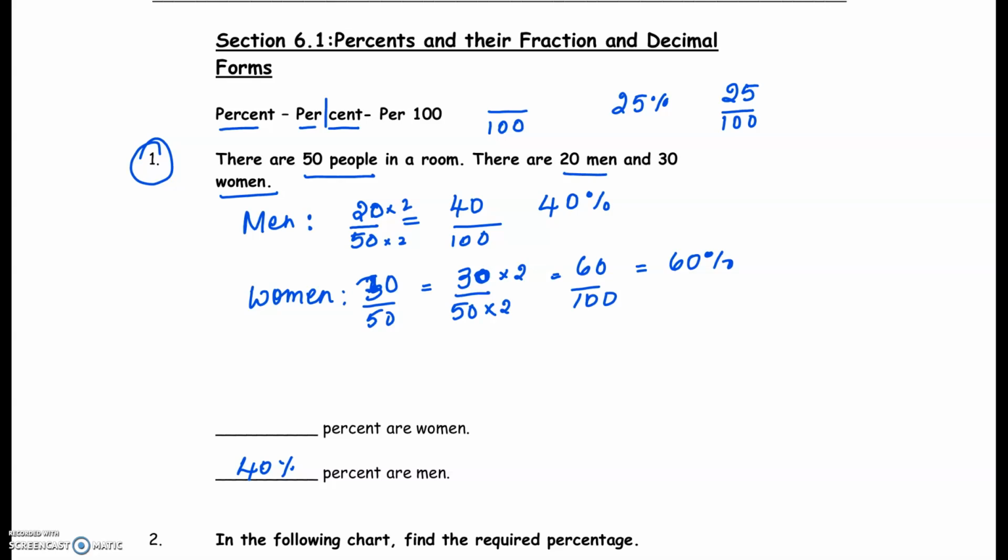So 60 out of 100. So 30 out of every 50 people are women is equivalent to saying 60 out of every 100 people are women. So that would be 60%.